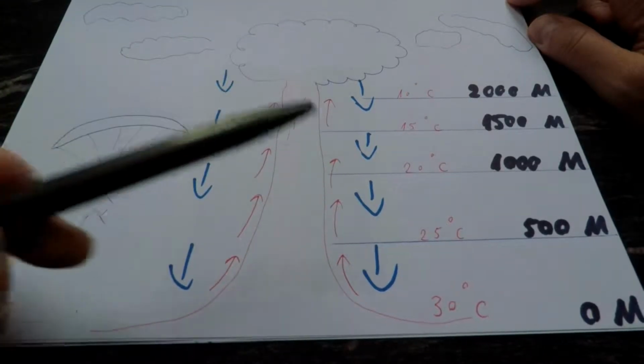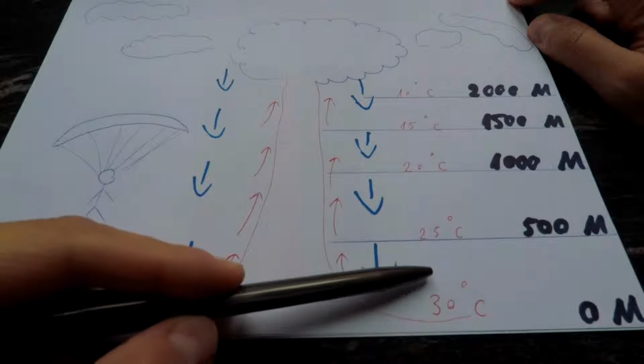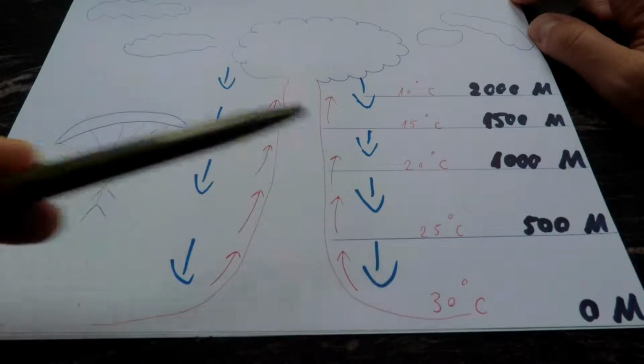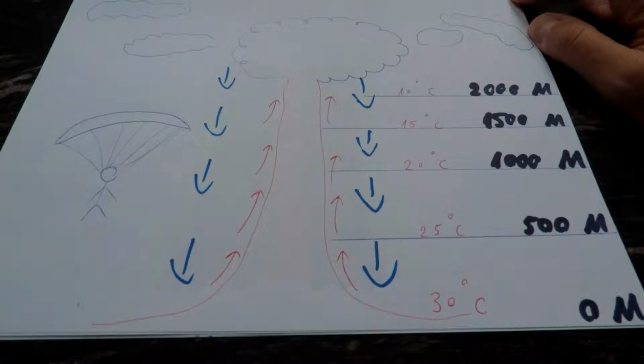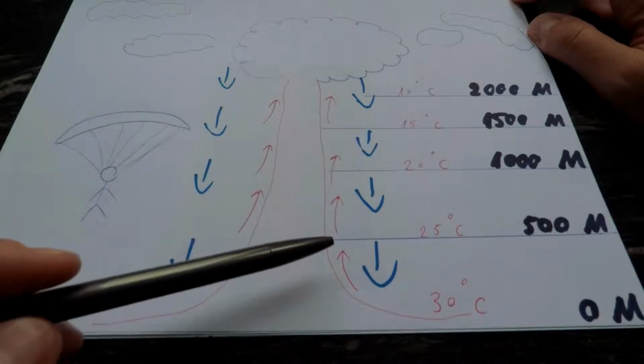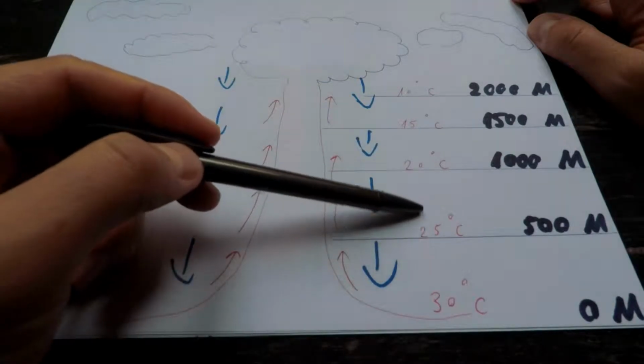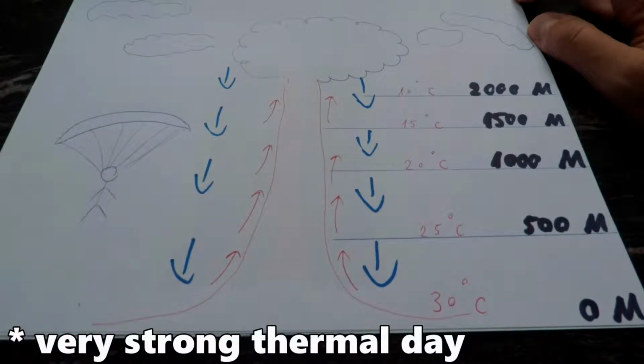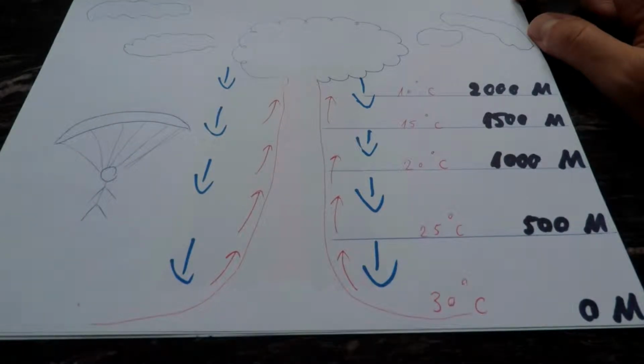Of course, there are also days when the temperature gradient is just 0.5 degrees per 100 meters or just 0.3 degrees per 100 meters. That's not strong thermal at all. It's maybe just enough to barely keep yourself up in the air. There are also days where the temperature difference per 100 meters is 1.5 degrees, and that's a very nice thermal active day. Now let's jump to the next slide.